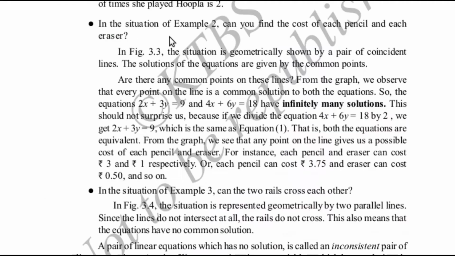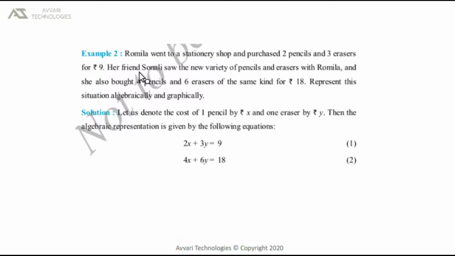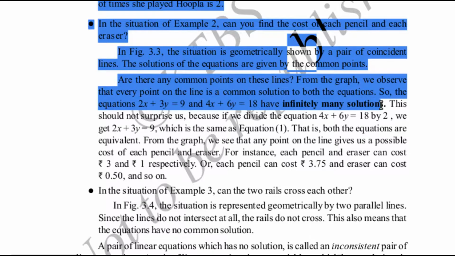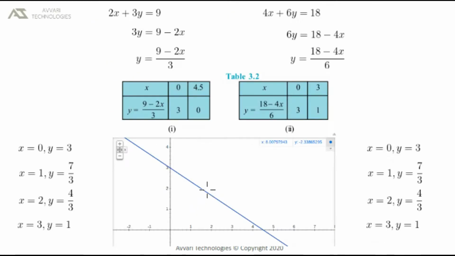In the second situation, that is the example of pencil and eraser, here we can notice that the equations 2x plus 3y is equal to 9, 4x plus 6y is equal to 18 have infinite solutions. Why? Because both the lines are overlapping each other. At any given value of x, we have a solution for that point. See, for instance, at x is equal to 1, we got y is equal to 7 by 3.